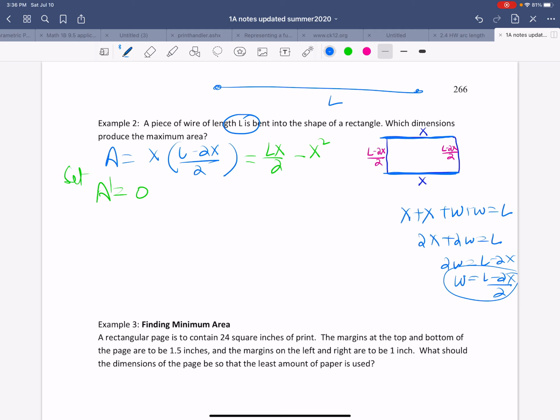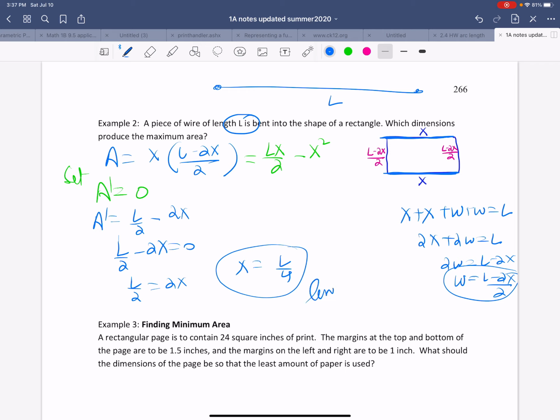The derivative in this case, A prime, turns out to be L over 2 minus 2x. Now we will set A prime equal to 0. So L over 2 minus 2x equals 0. L over 2 equals 2x. We can say x is equal to L over 4. So I'm going to have the maximum area when the length is L over 4. Okay, the length is L over 4.